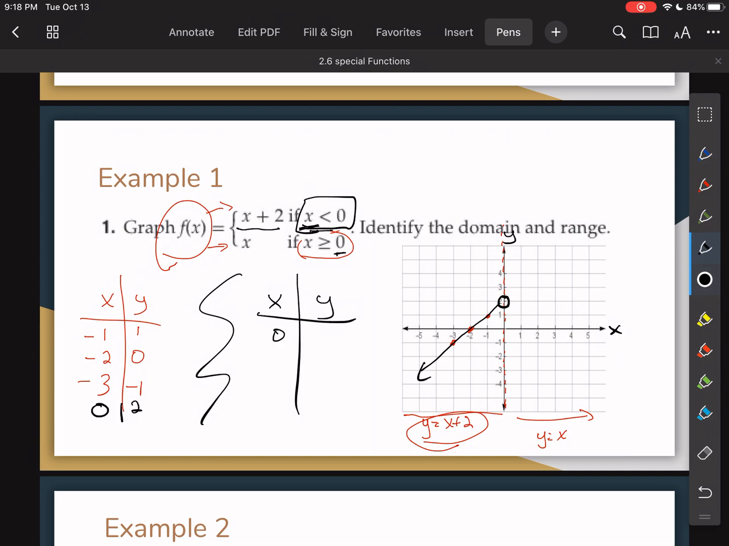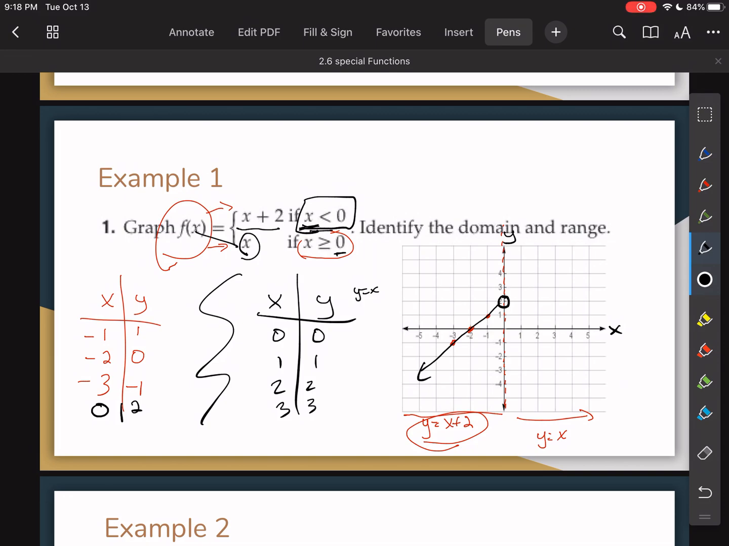So if I plug a 0 in to y equals x, right, this is just y equals x, the second thing here. If I plug a 0 in, I get a 0 out, right? If I plug a 1 in, I get a 1 out. Plug a 2 in, get a 2 out. Plug a 3 in, get a 3 out. It's just the identity function, right?